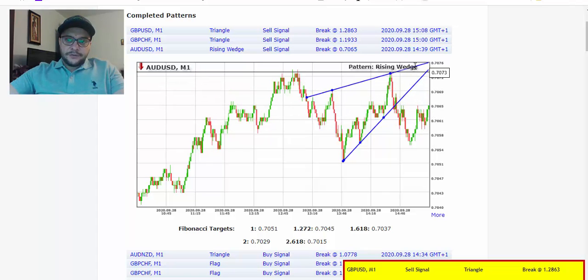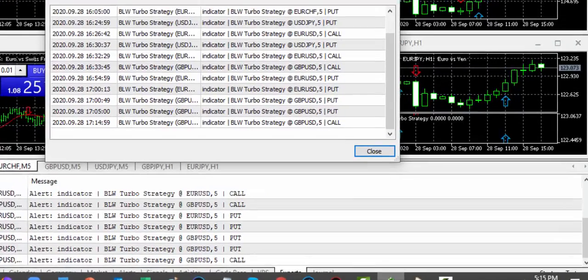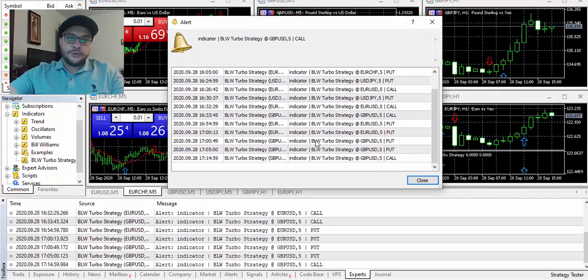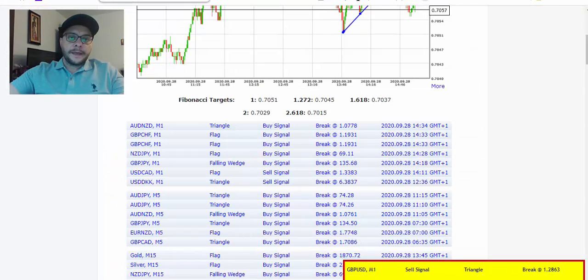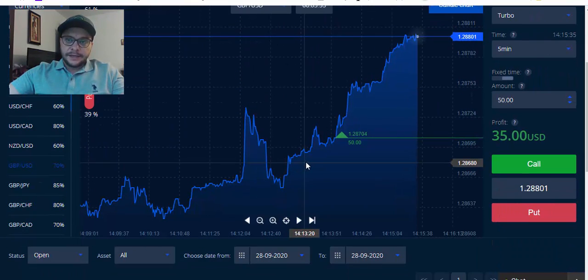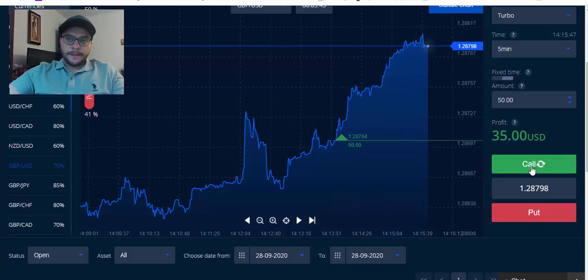Okay, it was a downtrend, but the trend is going up again on 5-minute trades, and now we also have a BLW signal. As you can see here, we have a call signal on GBP USD. So let's go to our broker. A call signal on GBP USD. Now we are on GBP USD, and again, as you can see, I've put this one here, and let's put another one here.